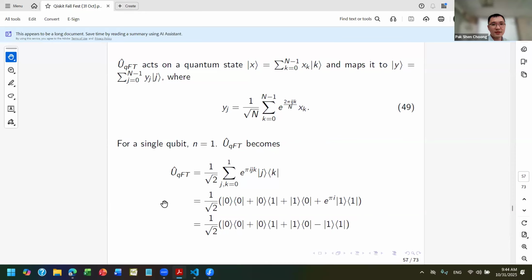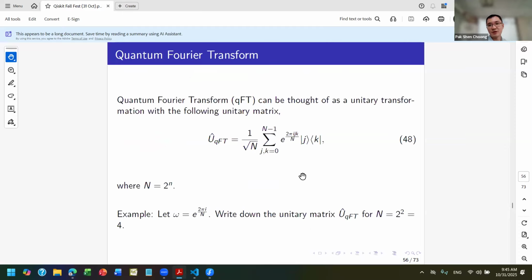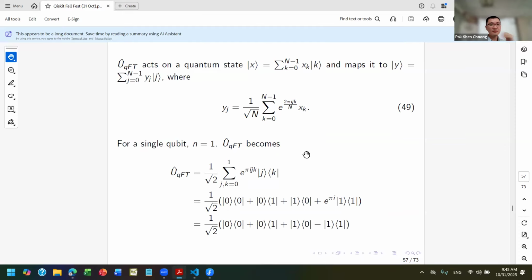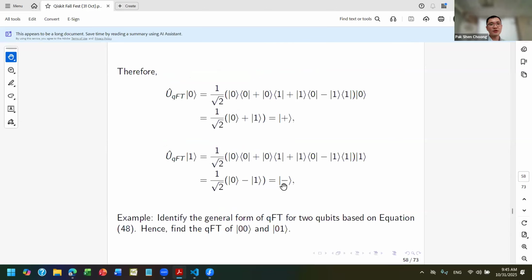So let's look at, for a single qubit, what will be the Fourier transform? You try to expand using the equation. This equation is from equation 48. For a single qubit, your n equals 1, so your capital N will be equal to 2. That's why you have e to the pi i j k, and then j and k. So you expand this, and you find that e to the power of pi i is equal to minus 1. That will be your Fourier transform for one qubit.